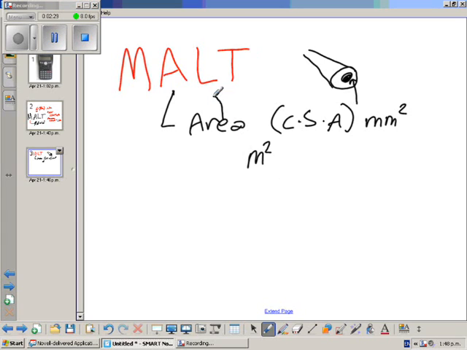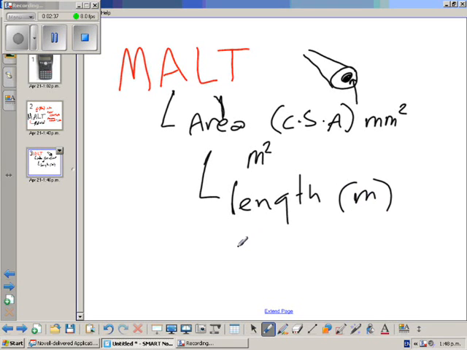Next one is the L. Here it is here, L, and that stands for the length, and this will be in meters. So how long the cable is. The longer the cable, the more resistance, and the shorter the cable, the less resistance. And the longer the cable, we can therefore put less current through, and the shorter the cable, we can put more current through.